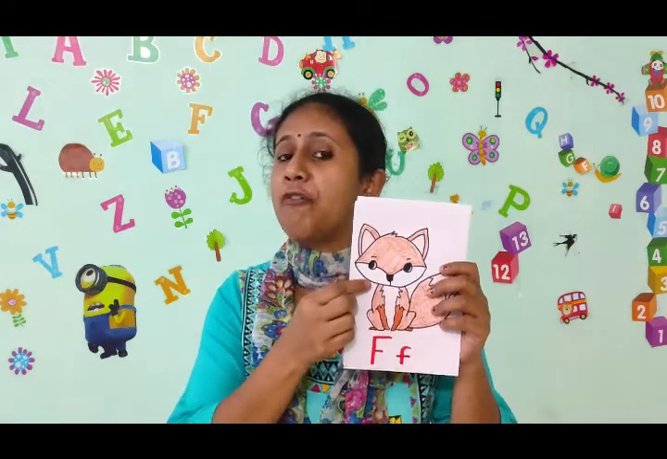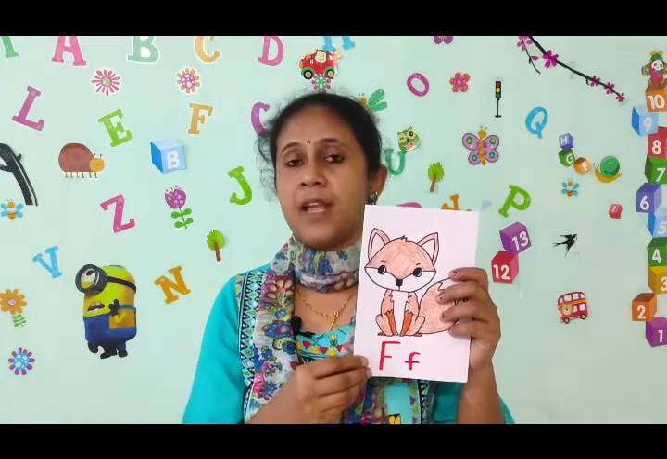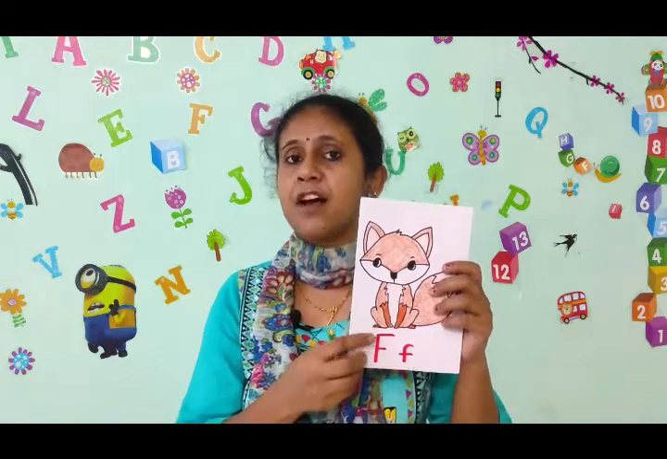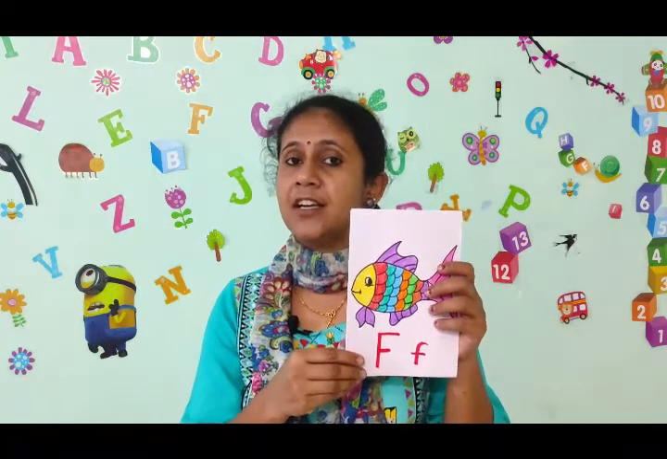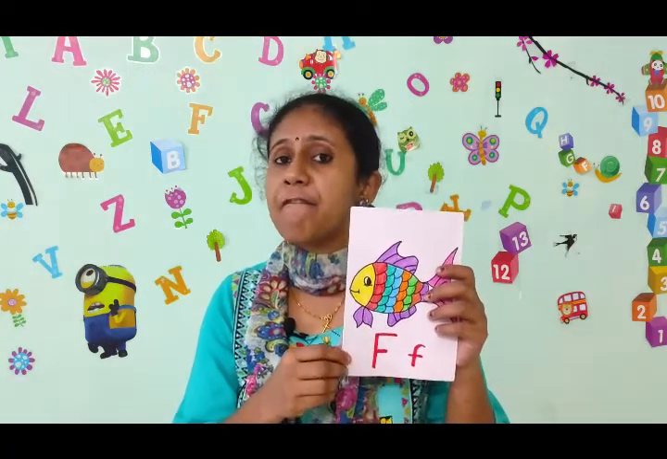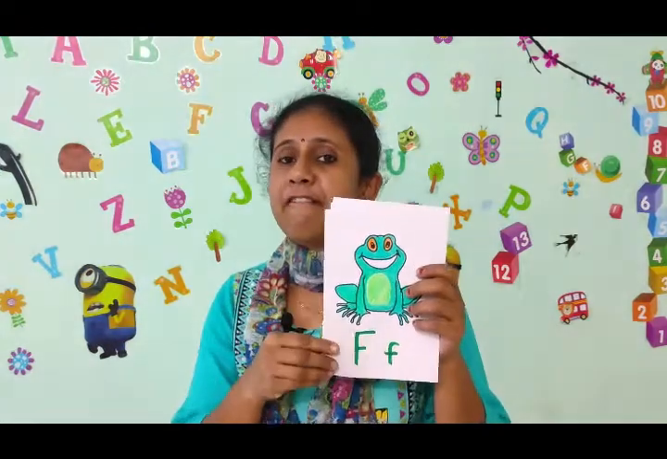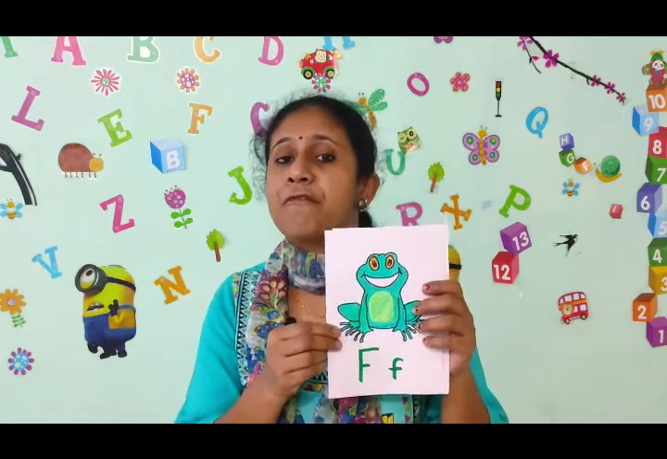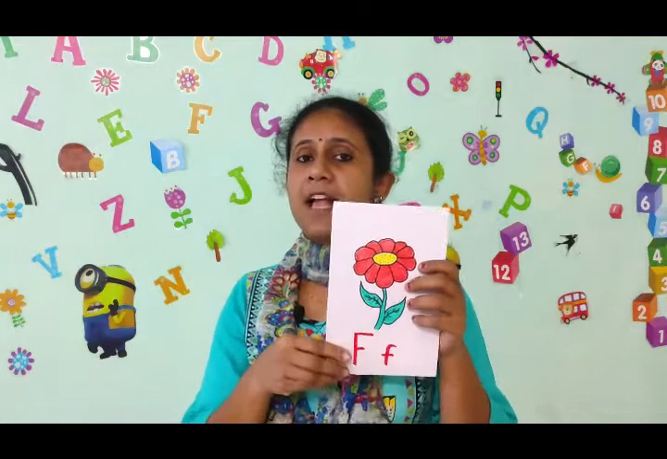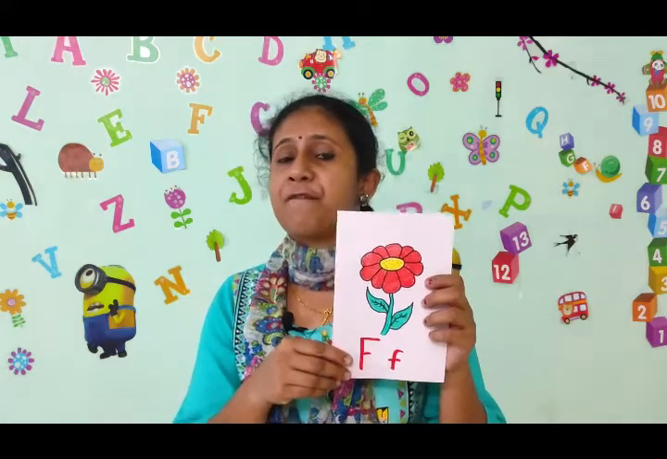F is for fox. How does it sound? Fox. F is for fish. Fish. F is for frog. Frog. F is for flower. Flower. Yes, children.